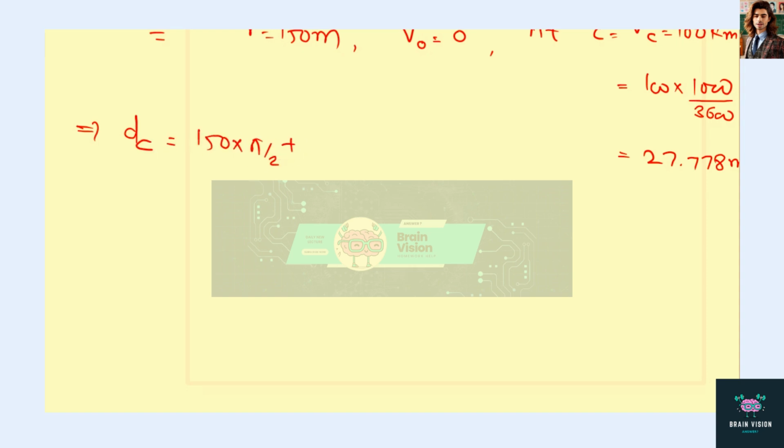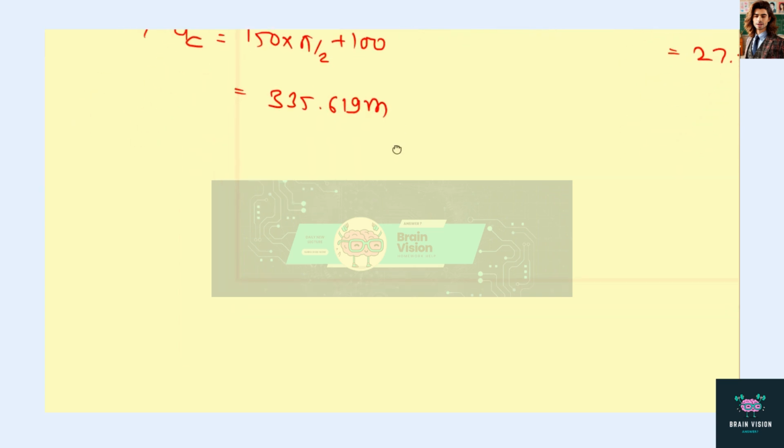Now the distance covered, dc, will be written as 150 into pi by 2 plus 100. So this comes out to be 335.619 meters.